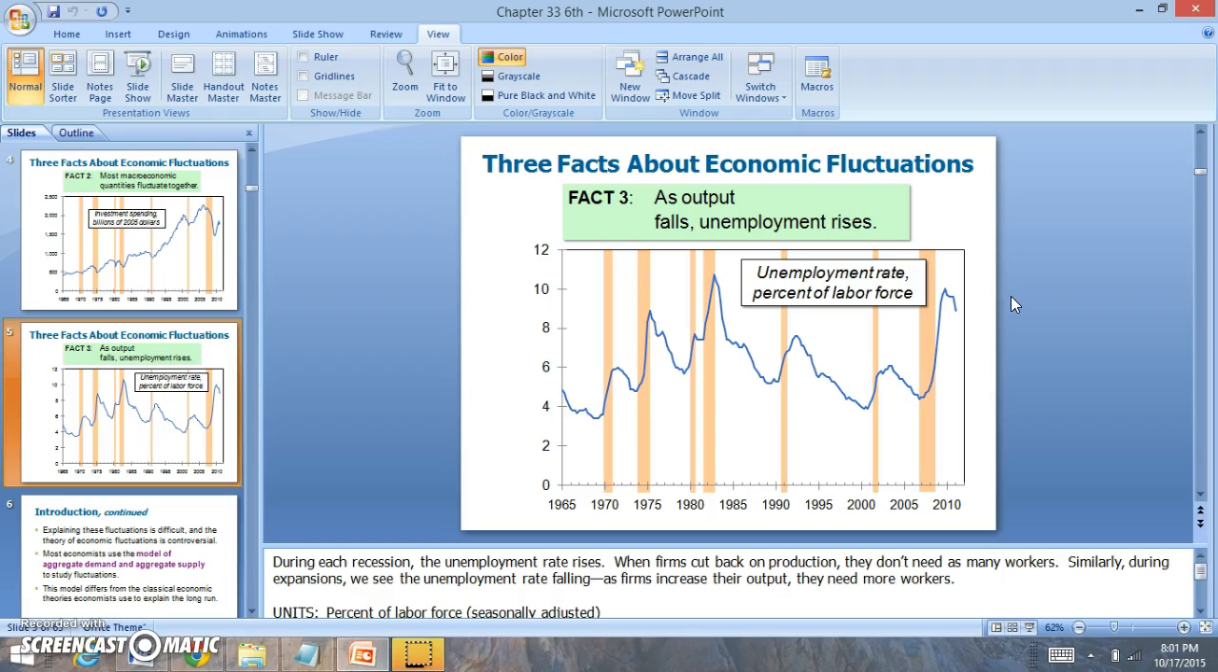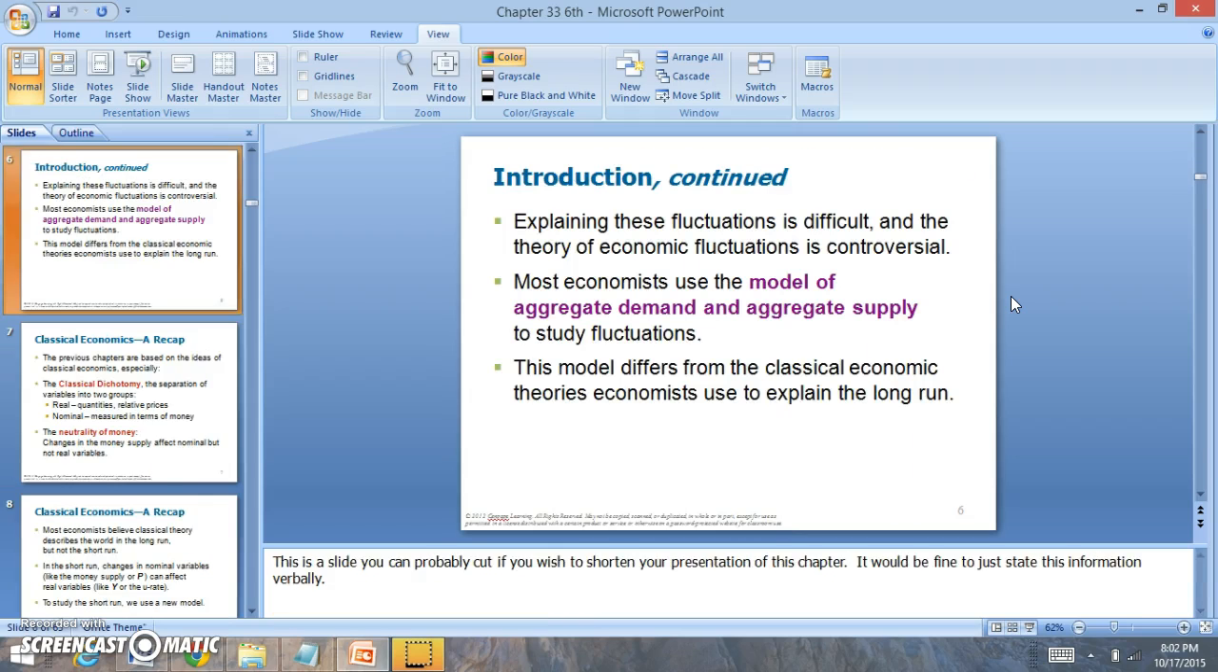Fact number 3, as output falls, unemployment rises, which means as less output is being produced, we need fewer workers, so unemployment will increase because of the fewer workers that are needed. But you'll notice there are these 3 important facts about GDP and the changes, and that'll help us really throughout our analysis.